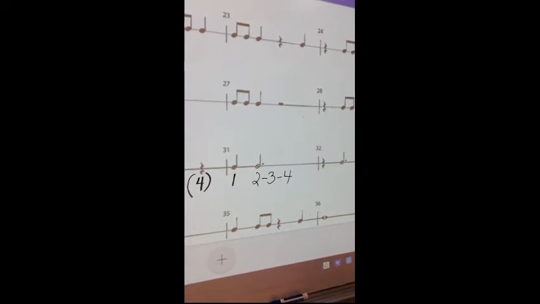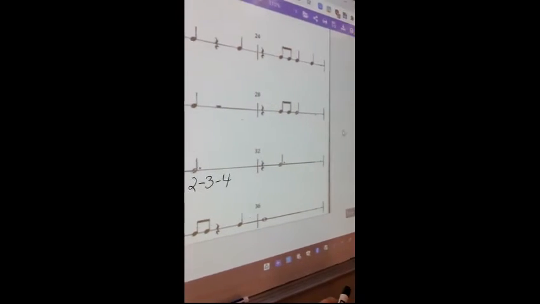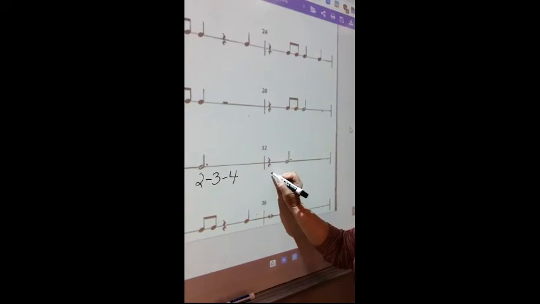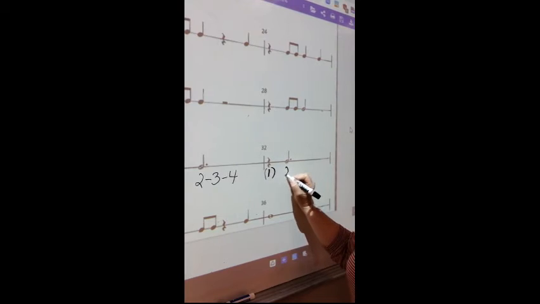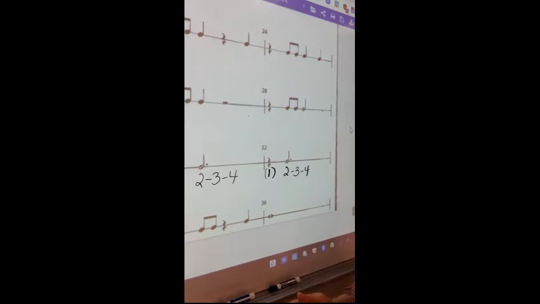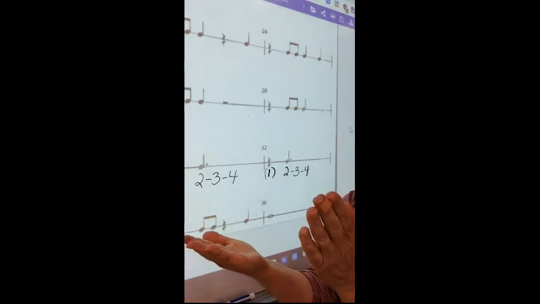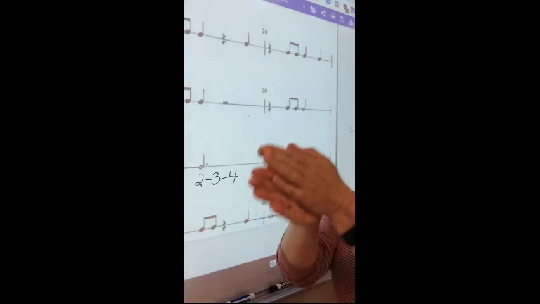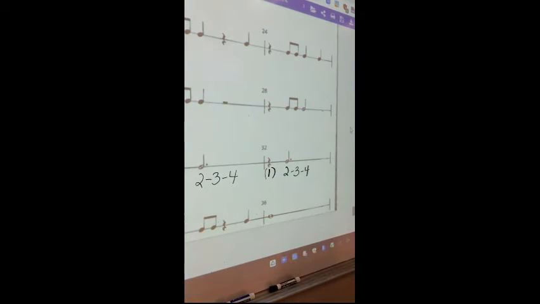To round out the line with number 32, we start with a quarter rest on beat 1, so that's in parentheses, 2-3-4. So for number 32, we start with our hands apart, 1, and then we have 2, 3, 4. We keep our hands moving.